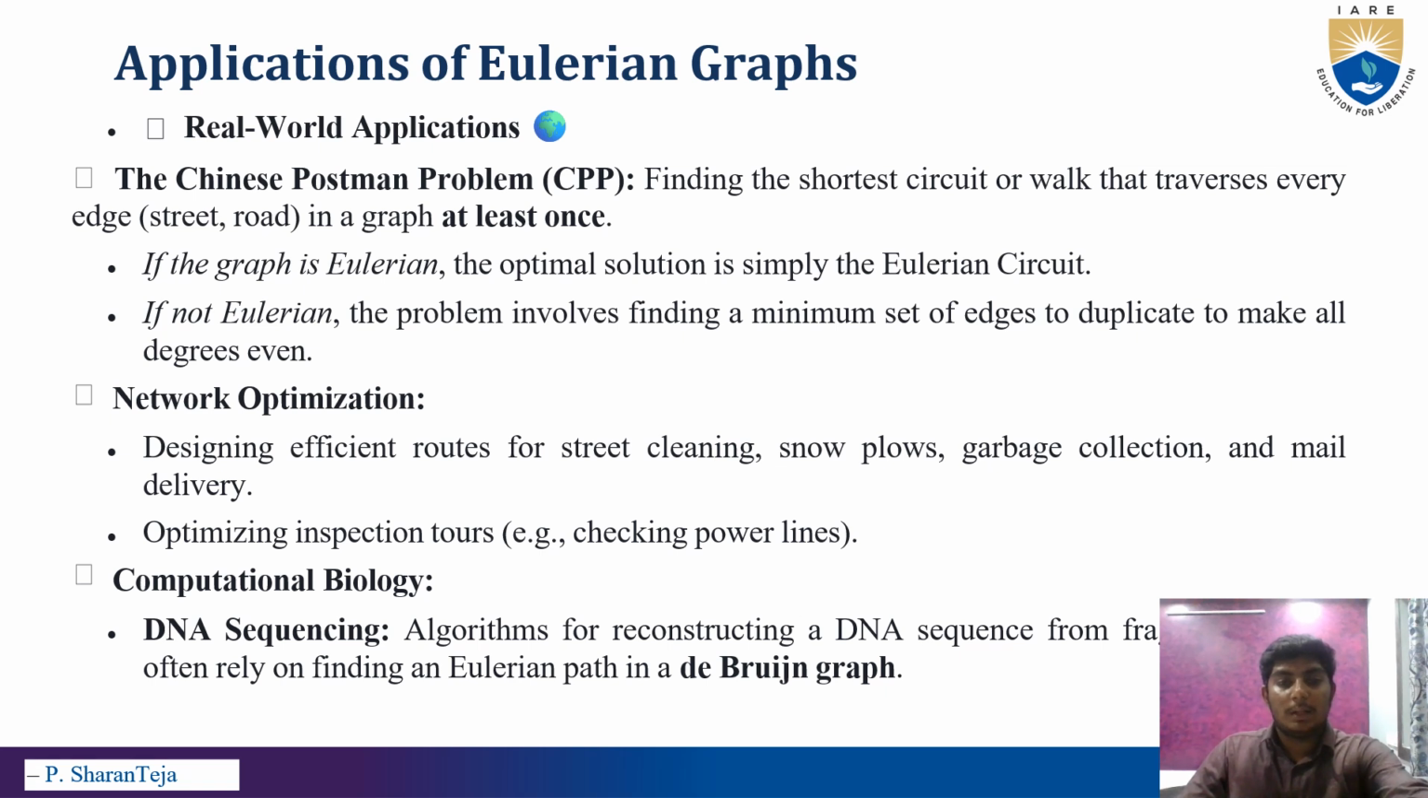Applications of Eulerian graphs. Eulerian graphs have fascinating real-world applications. The first one is the Chinese postman problem. It is very famous: finding the shortest path that covers every road or street. If the route is Eulerian, the solution is simply the Eulerian circuit itself. If not, we add the fewest edges possible to make all vertices even.